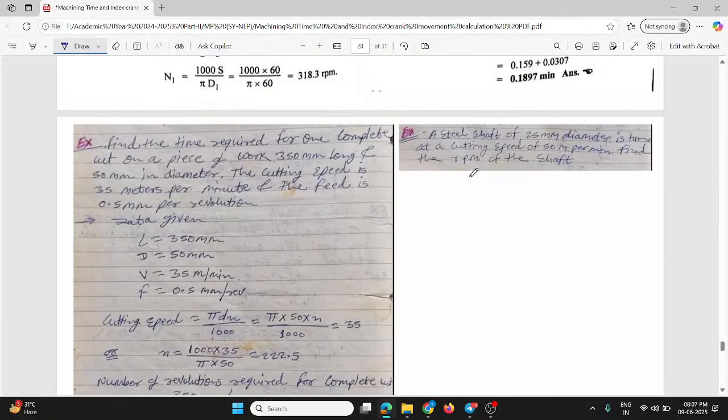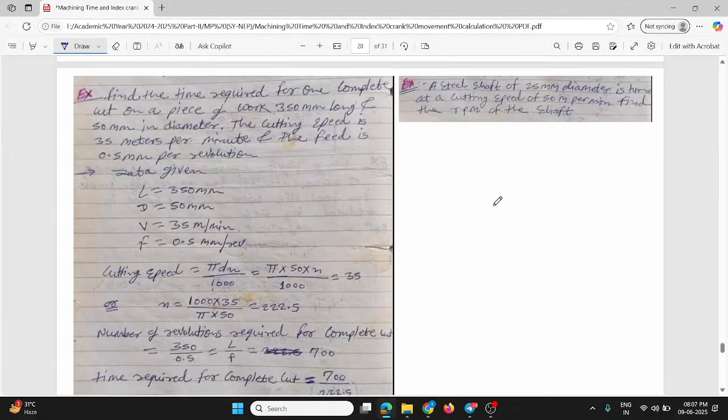Here you can see a simple numerical on the same. The statement is: find the time required for one complete cut on a piece of work 350 mm long and 50 mm in diameter. The cutting speed is 35 meter per minute and the feed is 0.5 mm per revolution. This is the simple numerical.